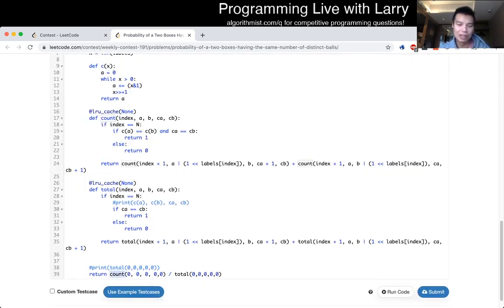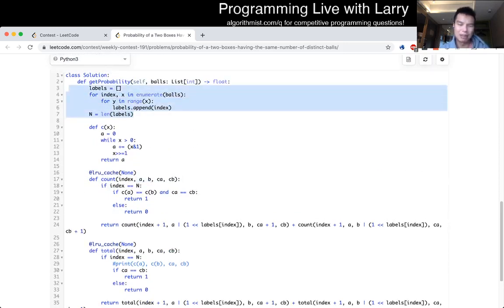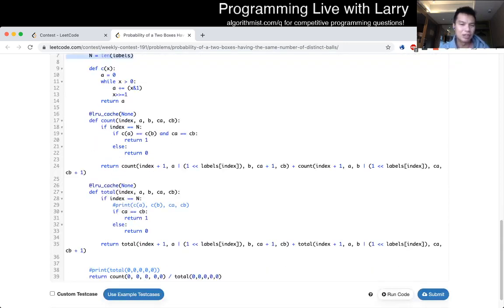What I ended up doing was basically getting the numerator and the denominator separately. The numerator is the number of counts where this is valid, where CA is equal to CB, meaning the number of balls in both boxes are the same, and that they have the same number of distinct balls. I did that with a bit mask ultimately, but you probably could have been a little bit smarter. I also converted it from balls to labels to make this recurrence simpler for me.